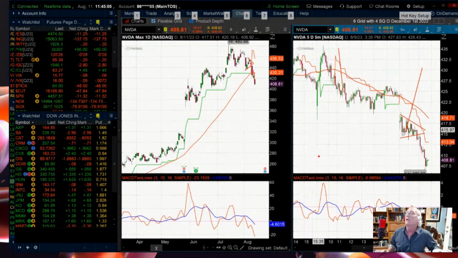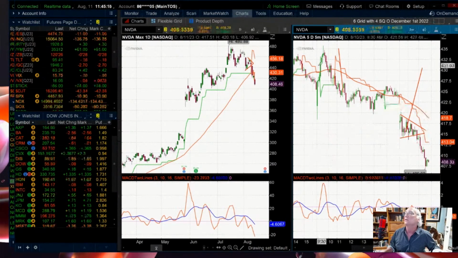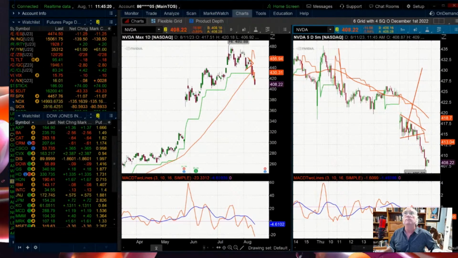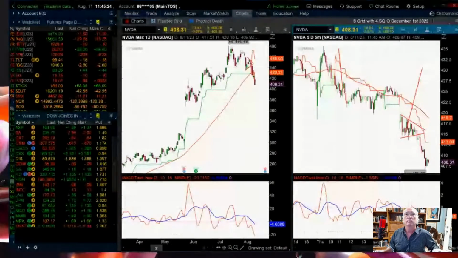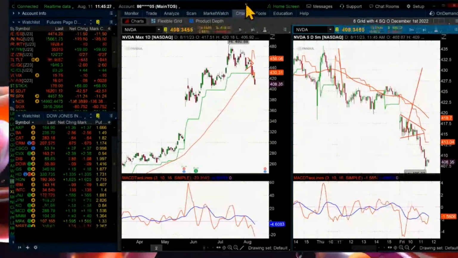A wedge is like that after a move up or a move down. So that's different. This is a tight consolidation. That's what a bear flag is. So just to let you know, that's what we've been playing, and they've been working.